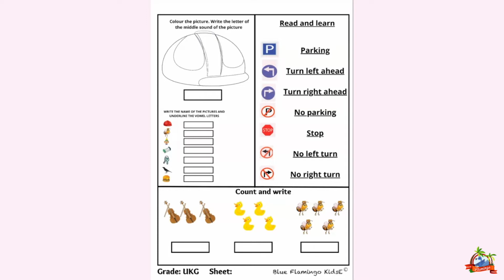So, ये picture किसकी बनी है? This picture is of cap. C-A-P. Cap. So, what you will do is, you will write the middle letter of cap. What will be the middle letter? A. You will write A. Middle letter. C-A-P. C और P के बीच में क्या आता है? A. So, A is the middle letter.